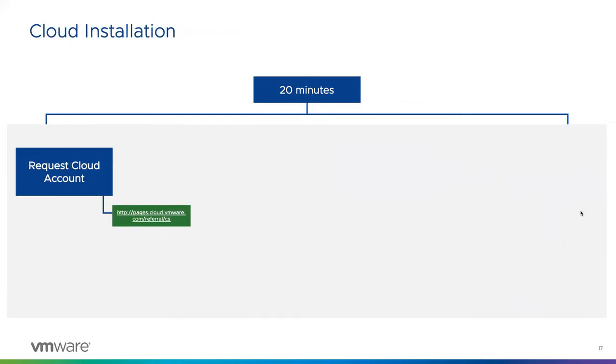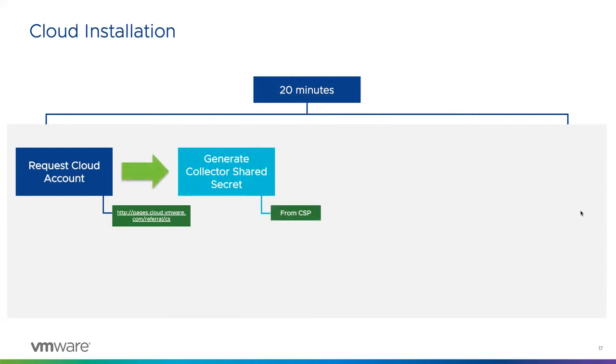So you can go in and request a cloud account. You can get a 30-day free trial of vRealize Network Insight Cloud. You request a trial, and then that will provision the platform running up in VMware Cloud Services.